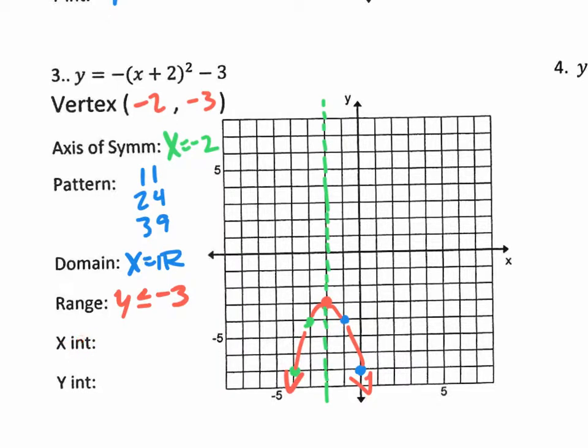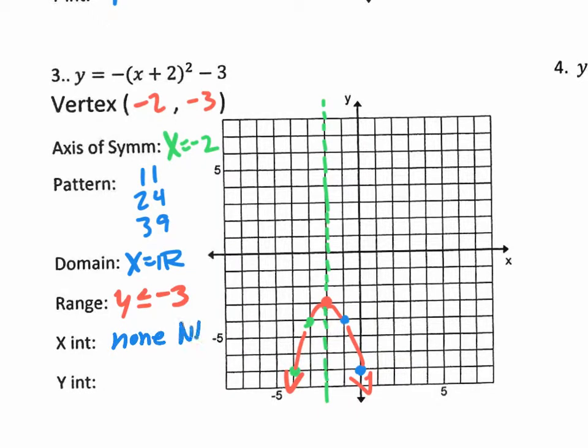If I'm asking you for the x-intercepts, I'm asking you where does this parabola cross the x-axis? Now, if it were this kind of parabola, well then yeah, it would cross like right here and right here, but it's way down here. It does not touch or even cross the x-axis. So when I say what's the x-intercept, you could just say none.